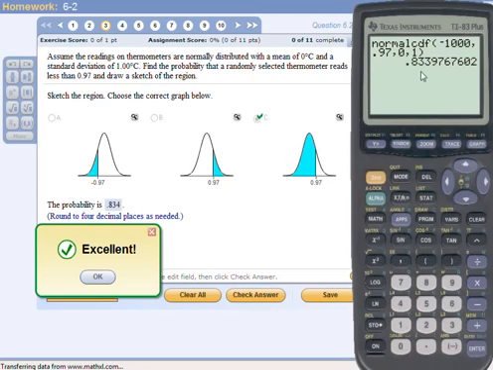0.83397. It tells me to round to 4 decimal places as needed. Okay, well, here's my 4 decimal places. 0.8339. Oh, that's a 7. Well, okay, well that makes this, I round up, well, oh, that's a 0. Well, that means I have to round this one up to 4. So the rounding process takes this to 0.834. I do the check answer, and I get an excellent. And so much for this problem.